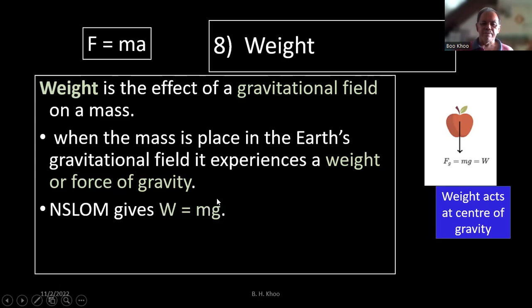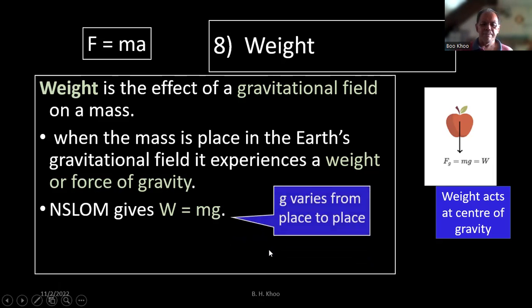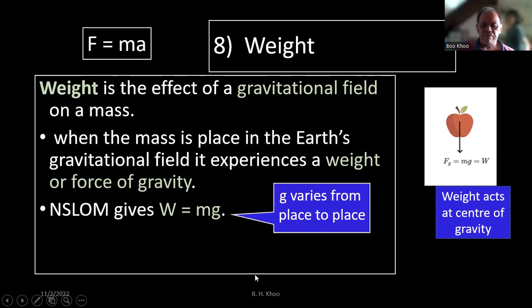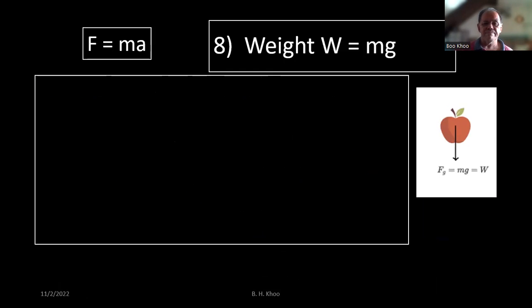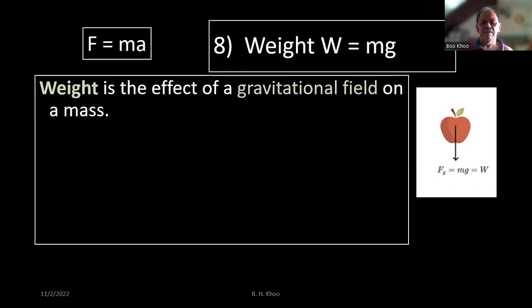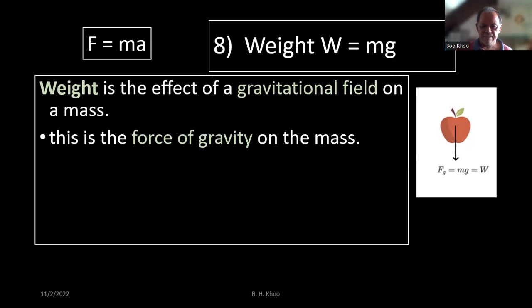So in Newton's second law, in this equation, replace F with W, m is still the same, and a with acceleration due to gravity, g. And that g varies from place to place. North Pole and equator, slight differences. And g is called the acceleration due to gravity or gravitational field strength. So it's the effect of gravitational field on the mass. It's the force of gravity on the mass.